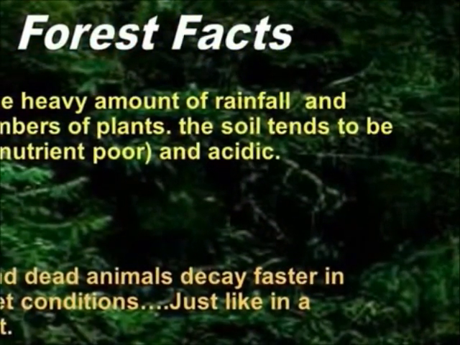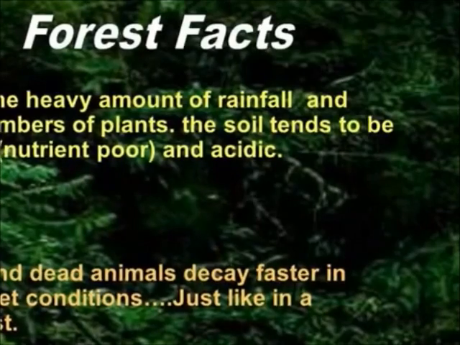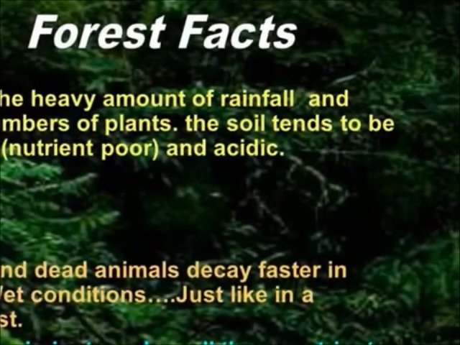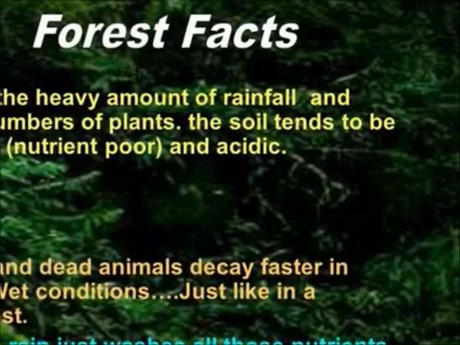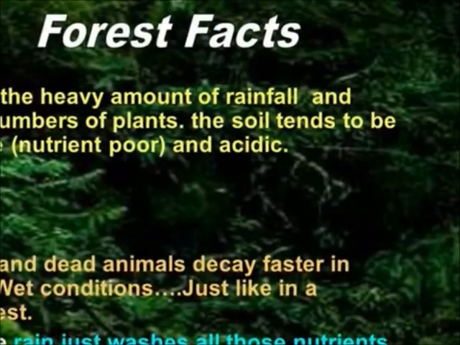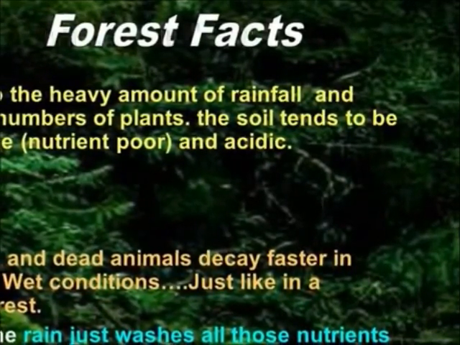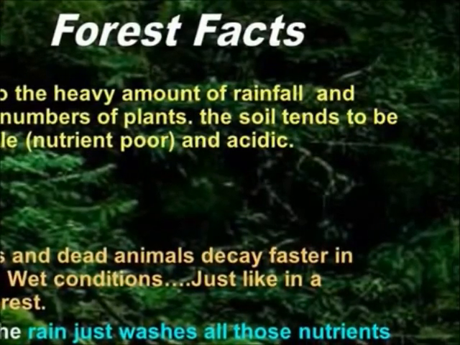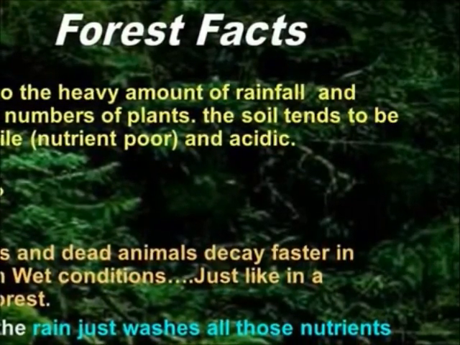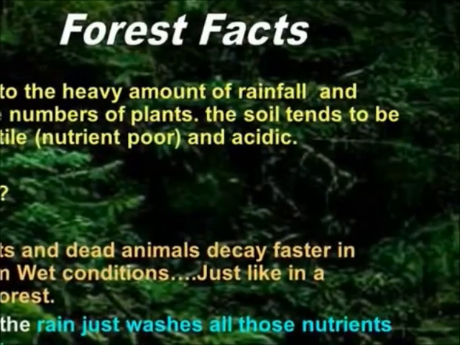Now, all that rainfall has a big effect. For one thing, there's a lot of plants. I mean, there are plants everywhere. In fact, it's like a jungle. Oh, yeah, that would be what a rainforest is. It's a jungle. The soil tends to be very infertile, nutrient poor. And we want to talk about that.